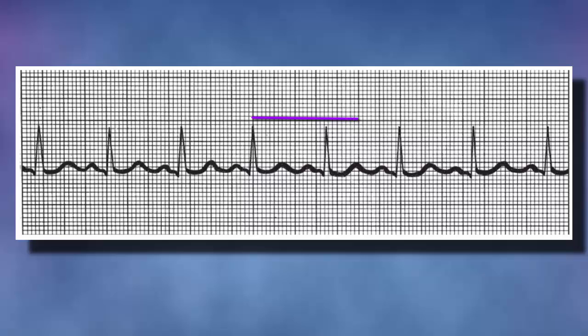So my estimate was that these R waves were about 3.5 boxes apart, and that's how I ended up with an estimate somewhere between 100 and 75, around 87.